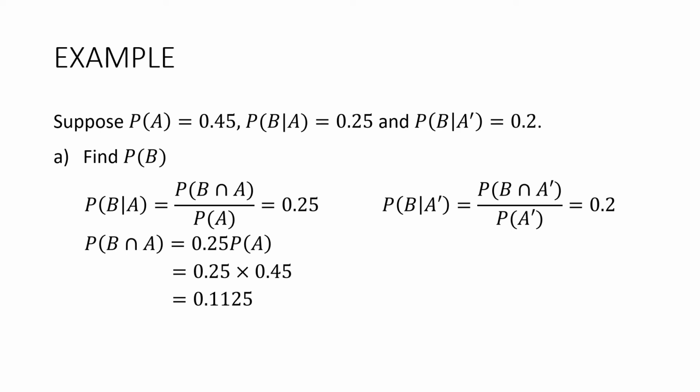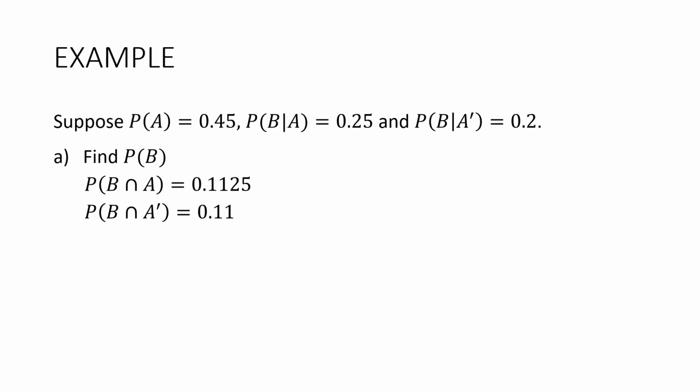Now let's do the same thing with this. So it's going to be equal to the probability of B intersection not A divided by the probability of not A, and that's equal to 0.2. Well, if we know the probability of A is 0.45, the probability of the complement of A must be 0.55. And we're going to do the same thing. Bring this up and over the other side, and we get the probability of B intersection not A is equal to 0.11. Now what does that mean?